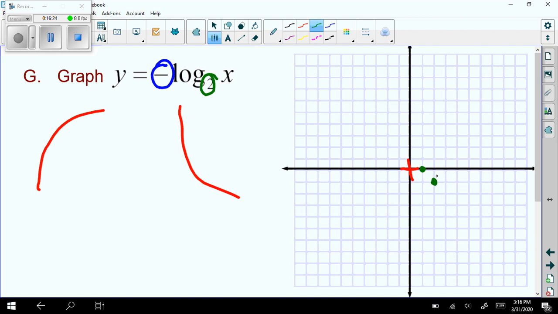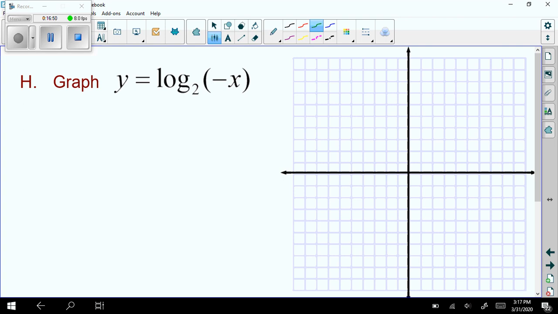So now we go 2 to the right and down, and then 4, because that's the next power of 2, and then 8, because that's the next power of 2. 2, 4, 8 is the powers of 2. Vertical asymptote's still there. Trace it out. You don't have to draw the vertical asymptote, especially if it's the y-axis, it's basically there for you.